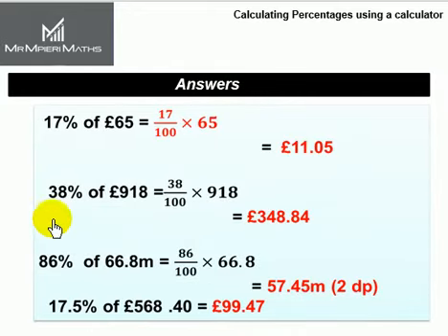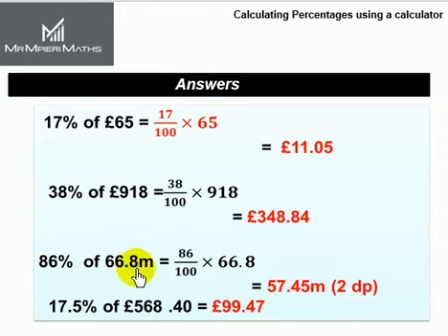Okay, here are the answers. Now, 17% of 65 pounds, again, with the fraction button, that becomes 17 over 100 times 65. And then you get 11 pounds 5 pence. Do the same here. 38% of 918 pounds. That's 38 over 100 times it by 918. And then you get 348 pounds 84 pence.